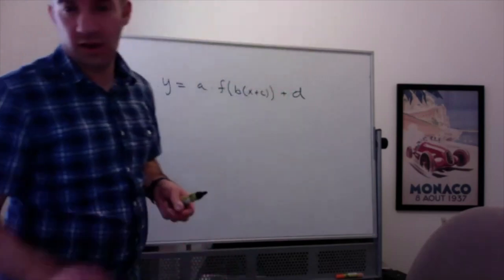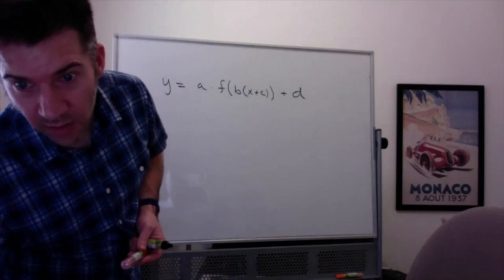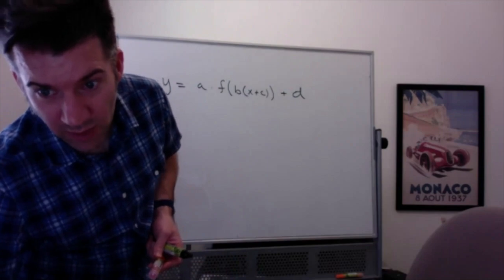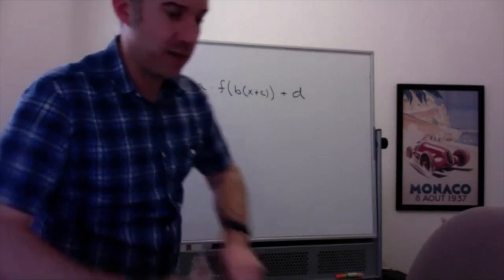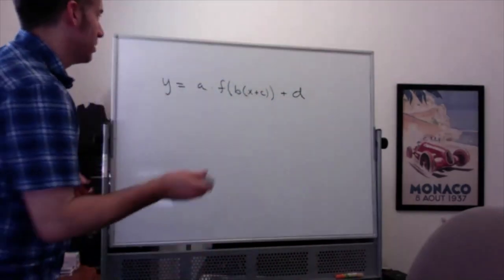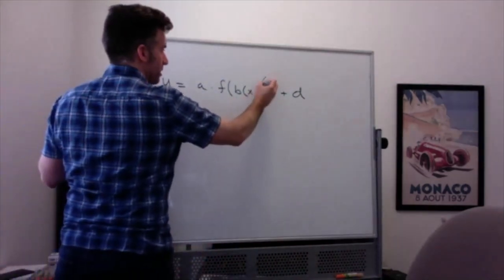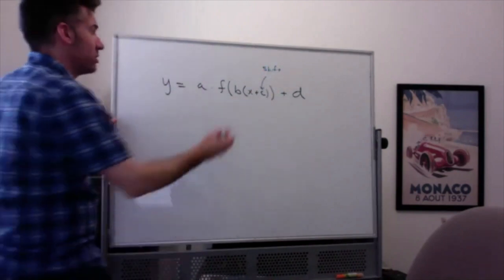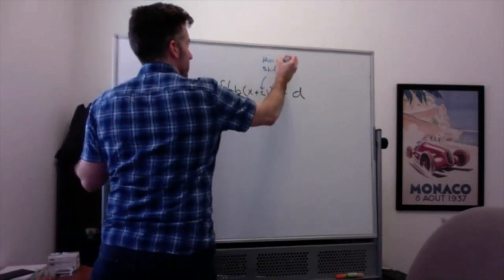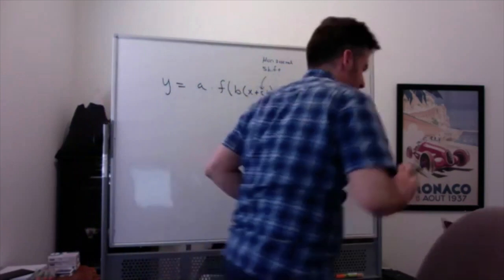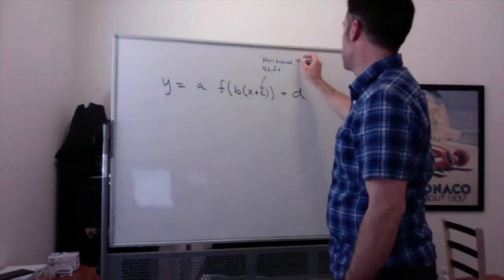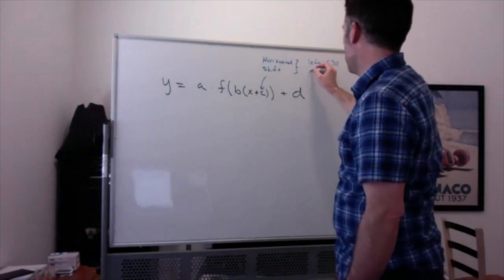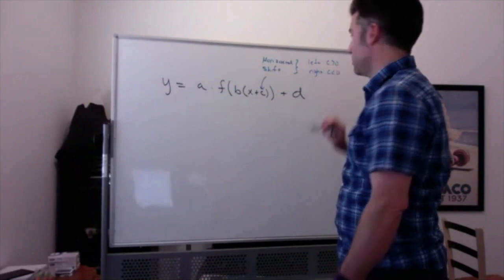I'm gonna do the horizontal things in blue and the vertical things in red. And so the horizontal things happen inside the function. So right here, adding c, this is going to shift left or right. It's a horizontal shift. And it's a shift to the left if c is greater than 0, a shift to the right if c is less than 0.